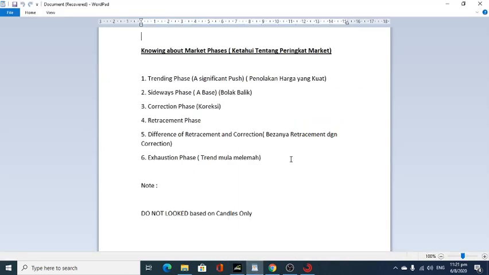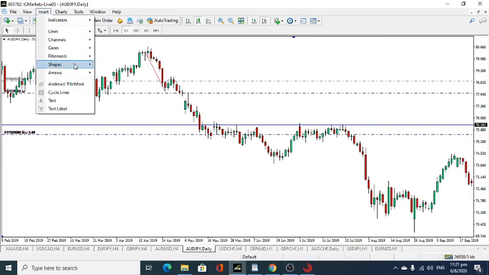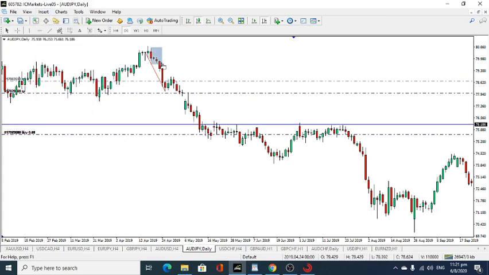Make sure you pause this video to take down all this, so that you can refer back to the charts and refer back to this video. A trending phase is always a significant push, a very significant push towards a certain direction. In this case, there is a significant push in this direction, and this is an inside bar breakout. This is the inside bar, and this is the inside bar breakout.